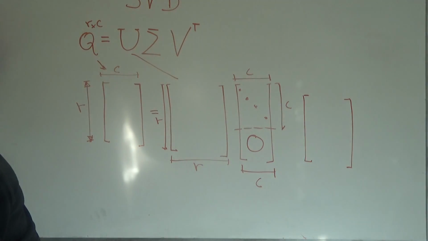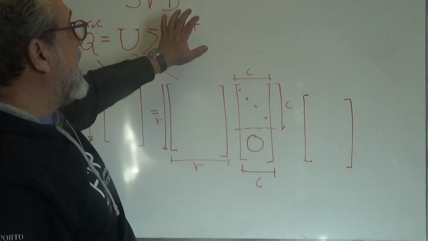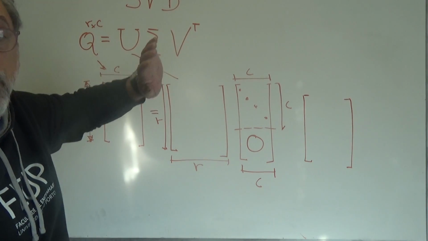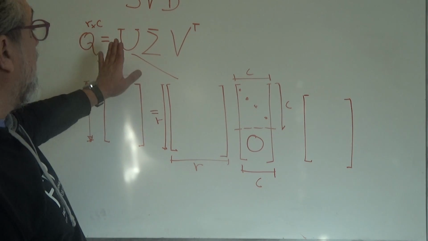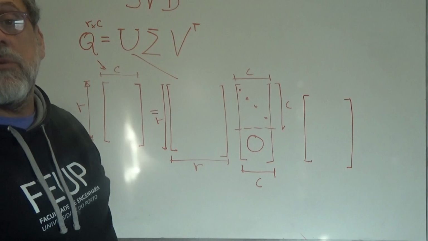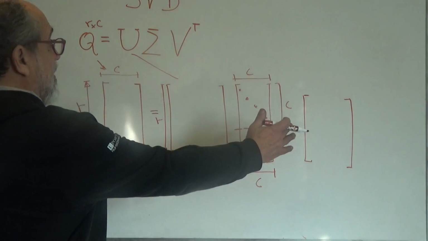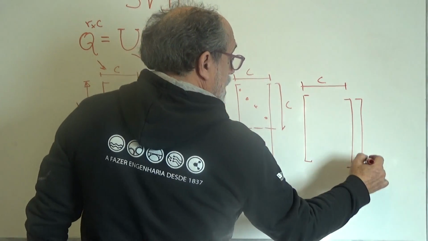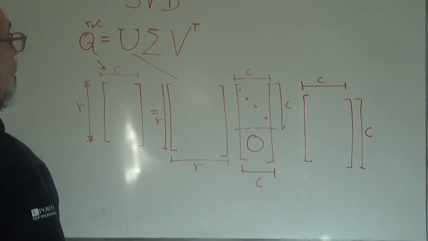actually the reason why I write this VT here like this is because the matrix that is on the right side in this product, MATLAB outputs it rotated or transposed, right? So when you do a singular value decomposition on MATLAB and you get these three matrices, you actually don't get the matrix on the right side. You get the transpose of the matrix on the right side, okay? So I just put this little t here to remember. Now the final matrix is a matrix which is C by C. So this is the singular value decomposition of a tall matrix.